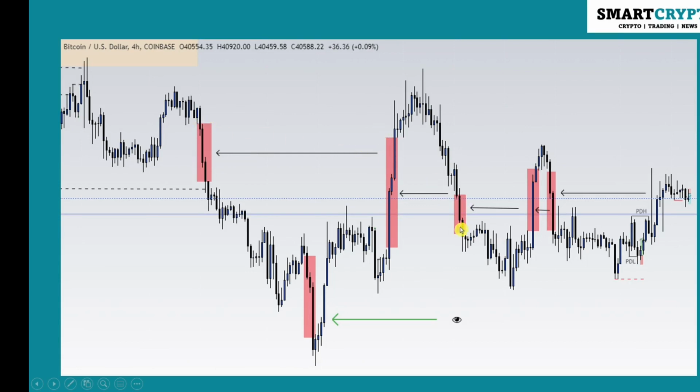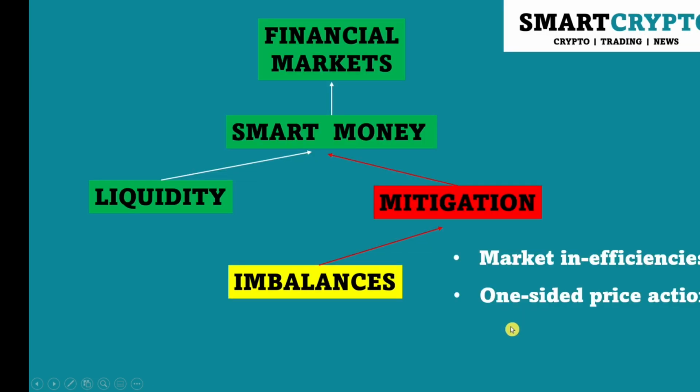In the next example, on a 4-hour chart of Bitcoin dollar, you can see different examples of one-sided price action. See all the red boxes. The black arrows indicate how all these imbalance zones are mitigated with future price action. The green arrow indicates an imbalance zone yet to be mitigated.